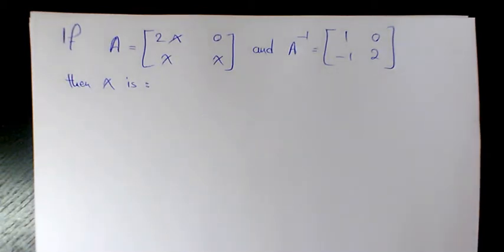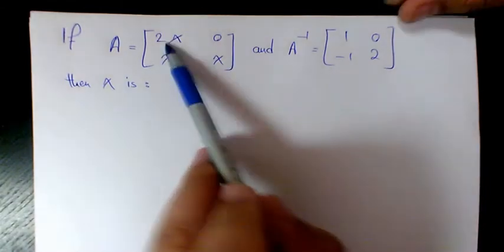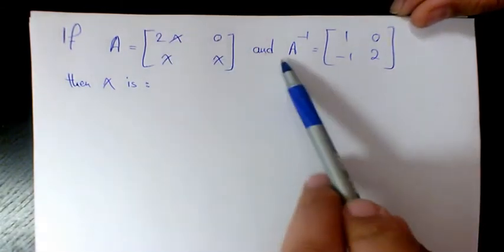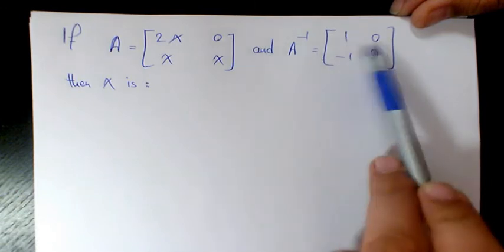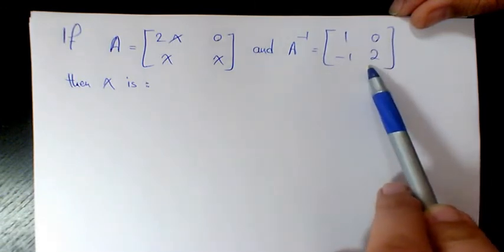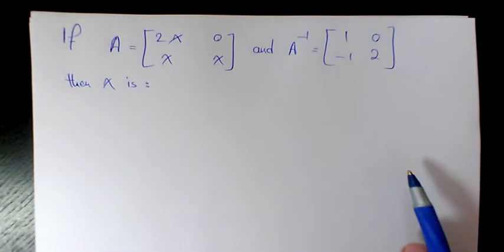Welcome to another video. In this video I want to show you some practice questions regarding matrix operations and determinants. The first example: we have matrix A, which is a 2 by 2 matrix, 2x, 0, x, x, and the inverse of the same matrix is 1, 0, negative 1, 2. We need to find the value of x.